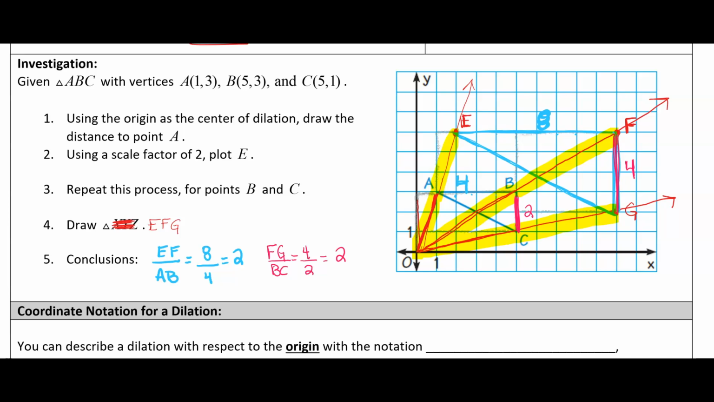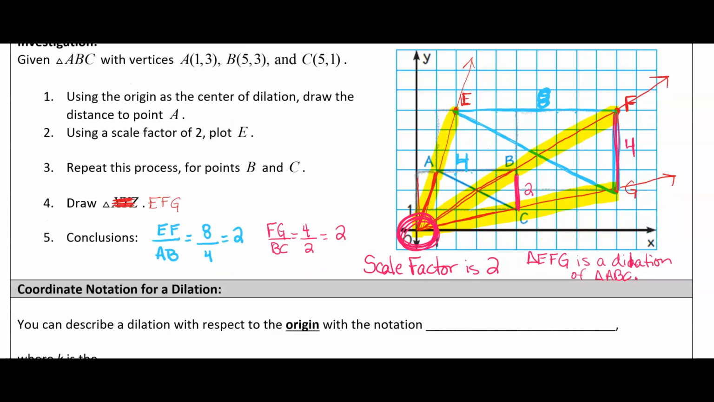So the conclusions that we can make from this investigation is that we have a scale factor of 2, and we also can conclude that triangle EFG is a dilation. It got enlarged. So it's a dilation of triangle ABC. Now, one thing that I really want you to pay attention to is how everything started at this origin. So I dilated that out.